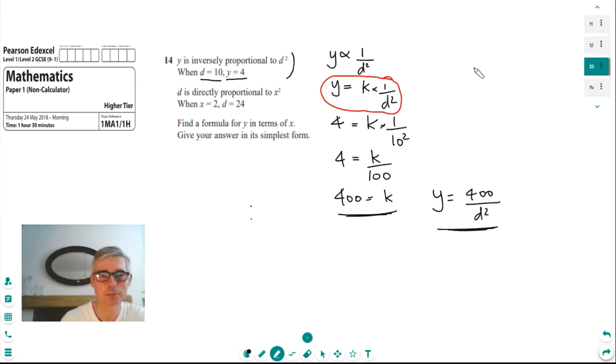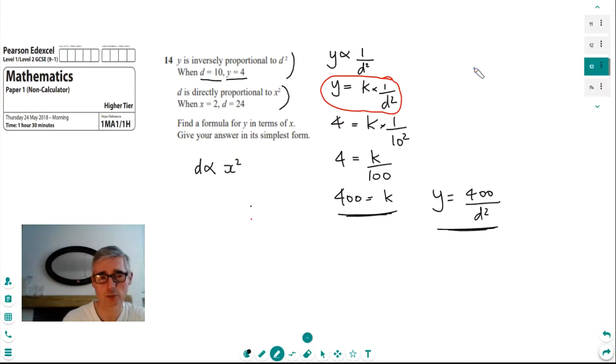If we look at the second part, we can see that d is directly proportional to x squared. So we've got a second proportionality there. So we're going to again convert that into maths speak. So we can say d is proportional to, and because it's directly, we now don't need to create a fraction. d is proportional to x squared.